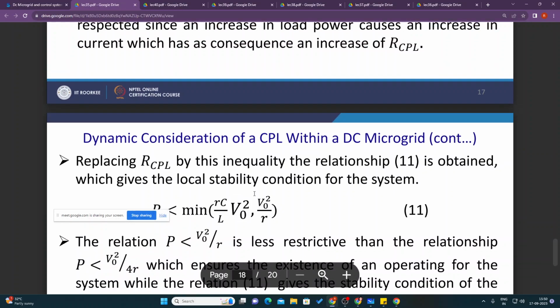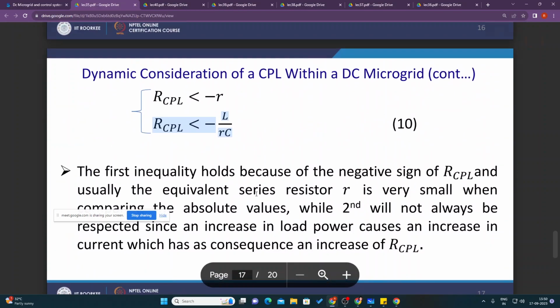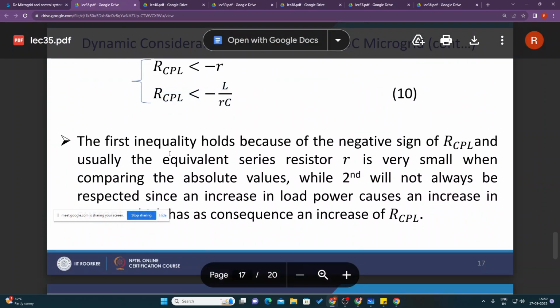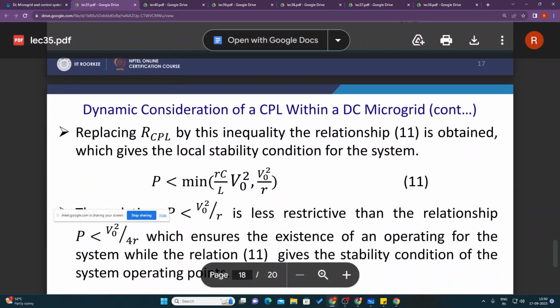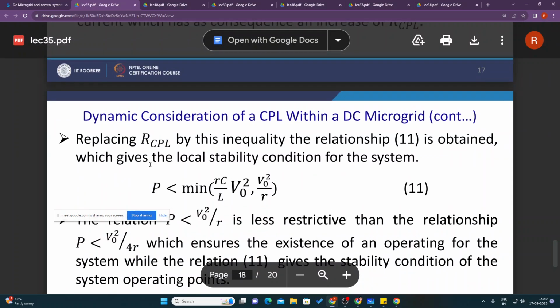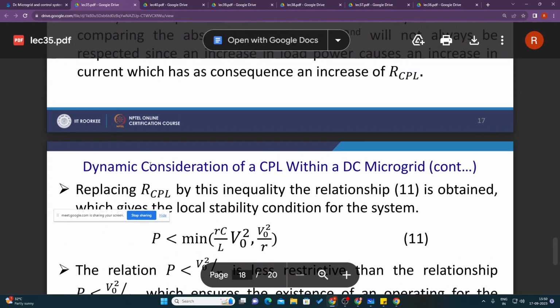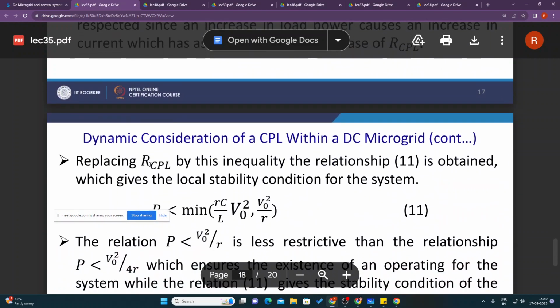And this one, P is less than the minimum of... Okay, so this has come out. Now let's see, replacing RCPL by this inequality, relation 11 is obtained.